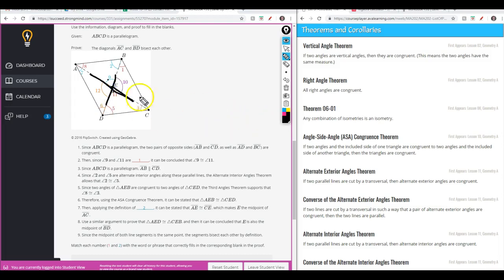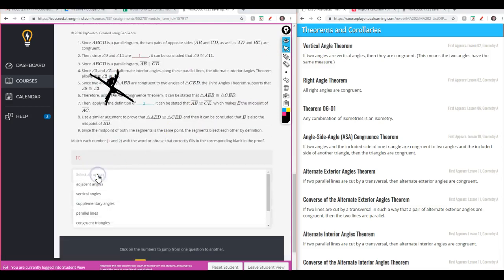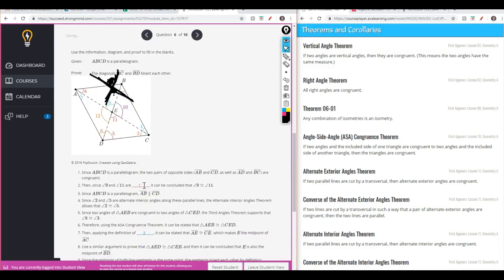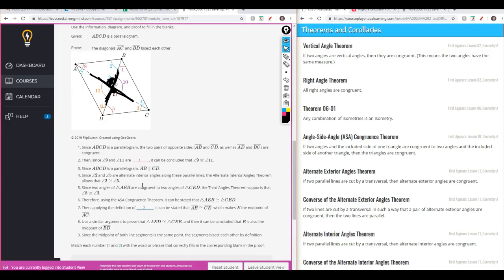If you were to draw that out, that looks like an X. That's my indicator that they are vertical angles. So I guess you could write that in your notes as, if you can make an X and they are on opposite sides of each other, they would be vertical angles. So the first blank is vertical angles. So this relies really heavily on knowing your angle relationships. If you want, you can review those back in the course.